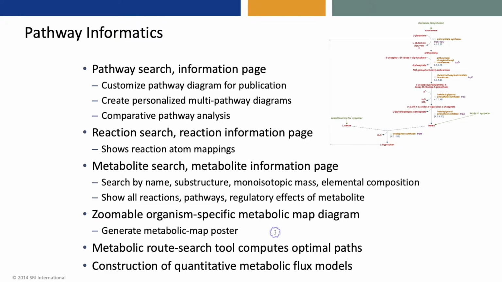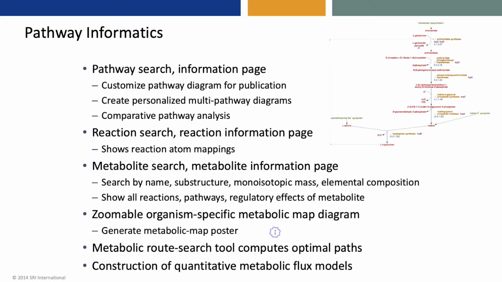Pathway informatics tools include search tools for pathways, reactions, and metabolites, as well as information pages for pathways, reactions, and metabolites. Pathway diagrams are generated automatically and can be customized for publication. The software will create personalized multi-pathway diagrams in which individual metabolic pathways can be combined into one diagram, positioned relative to one another, and connections formed between them. And there are comparative pathway analysis tools.